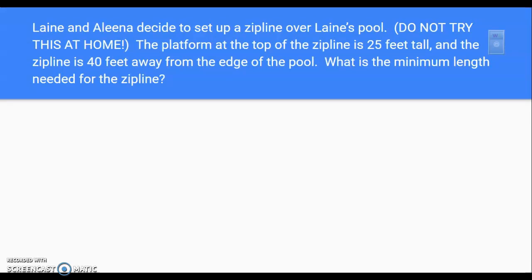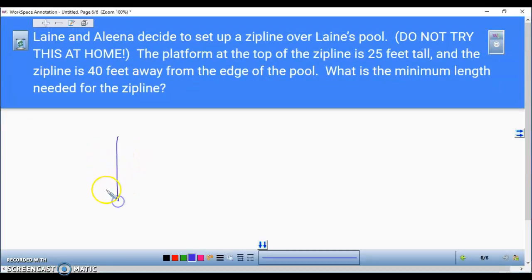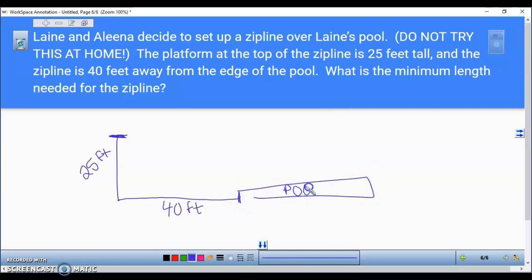Lane and Alina decided to set up a zip line over Lane's pool. Please do not try this at home as an example. The platform at the top of the zip line is 25 feet tall, and the zip line is 40 feet away from the edge of the pool. So platform, it's up in the air. Here's my platform. It's 25 feet tall. The edge of the platform, or the zip line, is 40 feet away from the pool. So this would then be the pool here, pool. We don't really know how long it is, but that doesn't matter here.